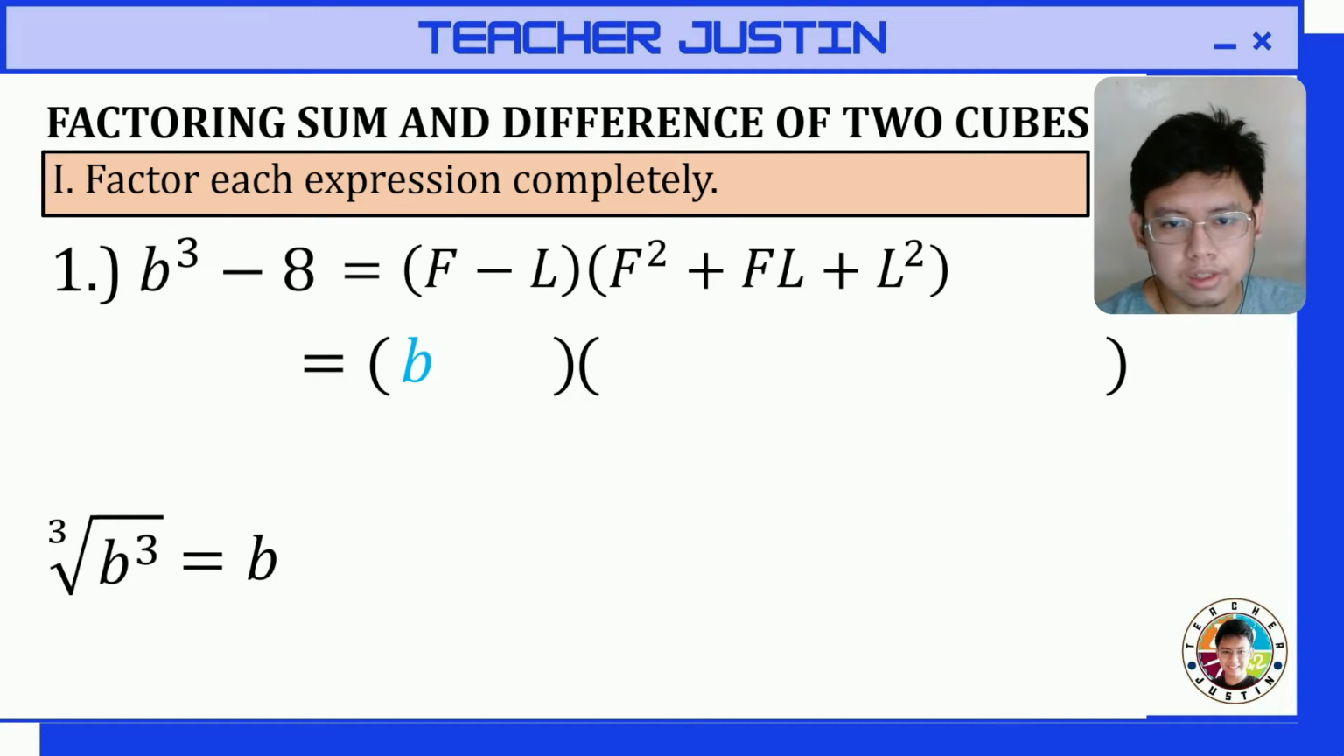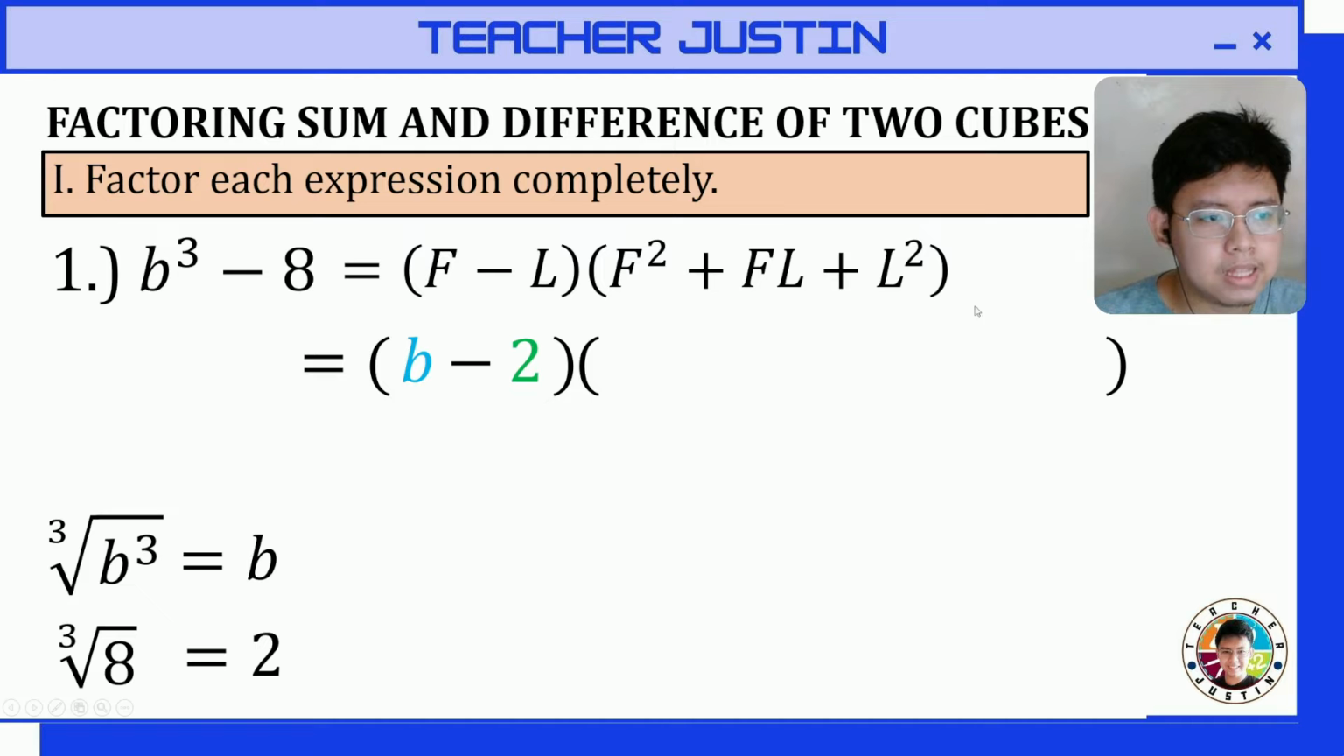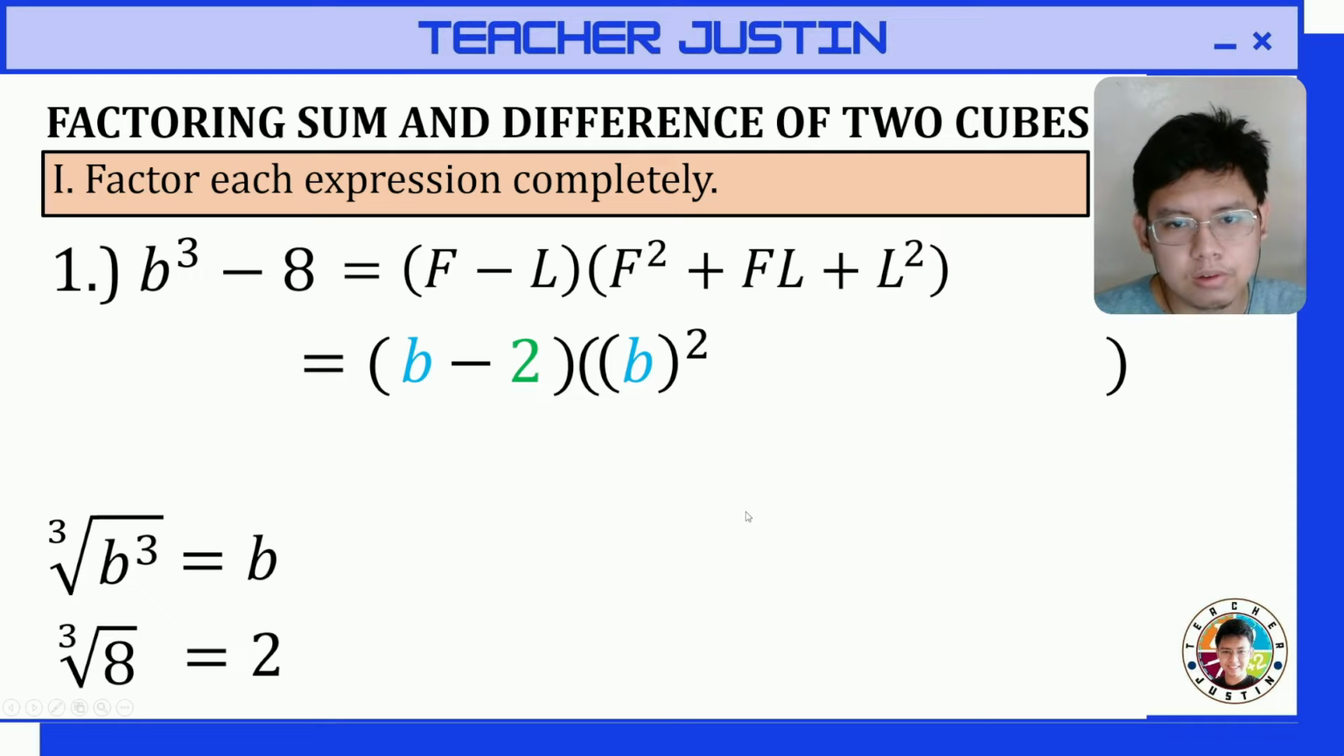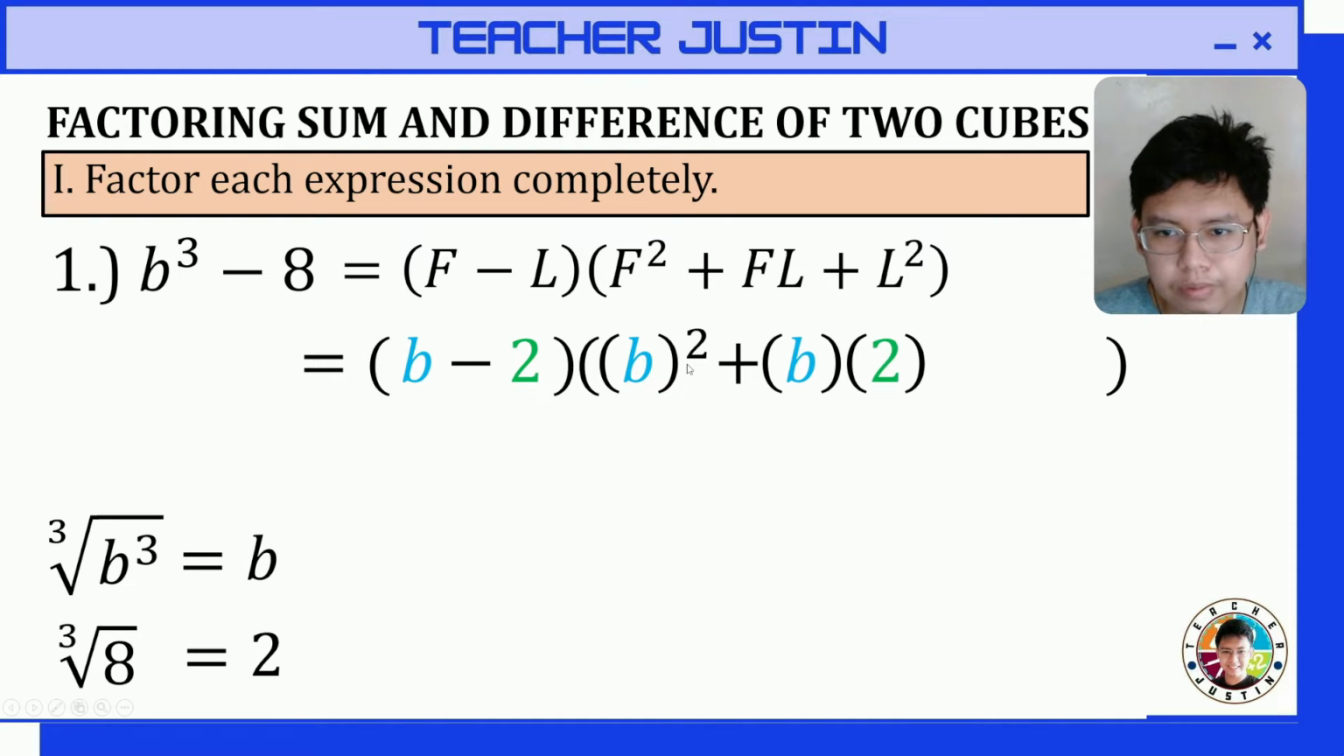Gayahin natin yung pattern. So, minus. Tapos yung L natin, it is going to be represented as the cube root of our last term. So, yung cube root ni 8, it is equal to 2. So, lagay natin dito. So, yung mga susunod na step natin, ipapattern lang natin dun sa nasa taas. So, si f squared, so we will just square b, yung ating value of f, plus yung fl. So, i-multiply natin si b at si 2 plus L squared, we will just square our value for L.